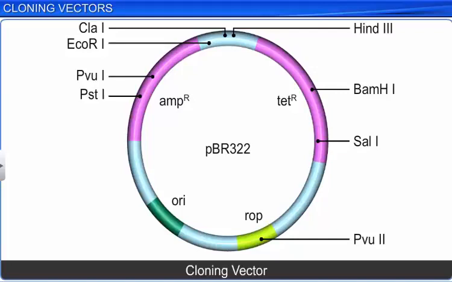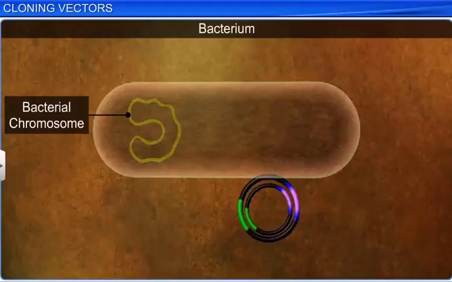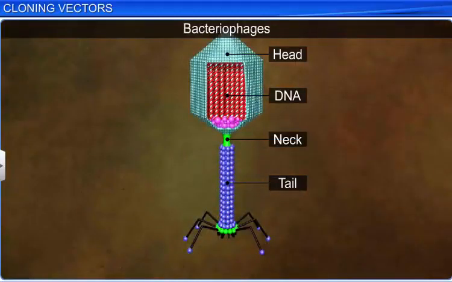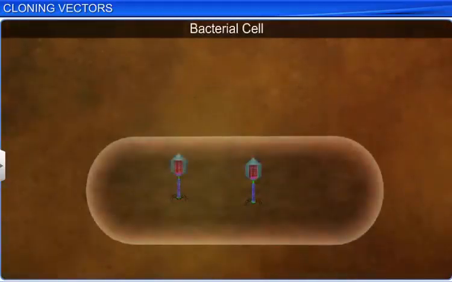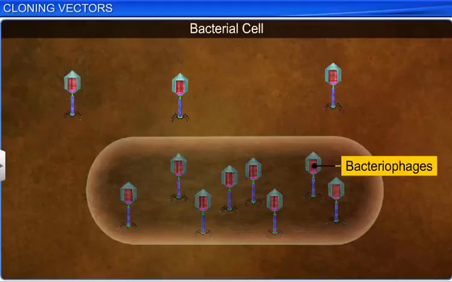It is a DNA molecule which has an origin of replication and is capable of replicating in a bacterial cell. Most cloning vectors are genetically engineered plasmids or bacteriophages. Typically, the number of bacteriophages per cell is quite high. Therefore, the copy number of their genome in the bacterial cell is also quite high.